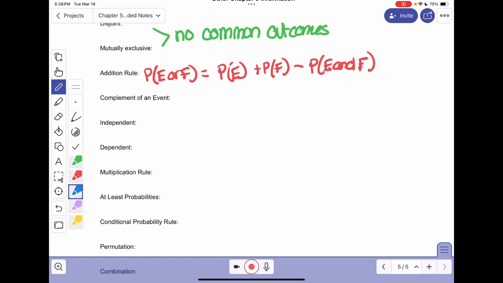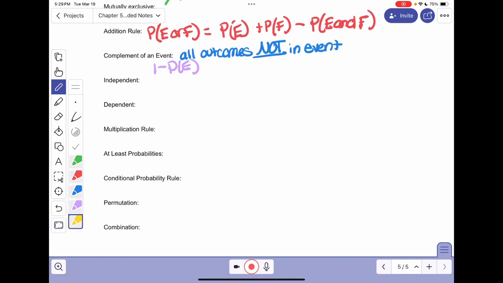The complement of an event are all outcomes not in the event. So if our event was even, the complement would be odd. All the numbers not even. The way you find that is 1 minus the probability of E. So whatever that event is, it's 1 minus that. Independent events do not affect each other. So E doesn't affect F. Whereas dependent events, E does affect F.